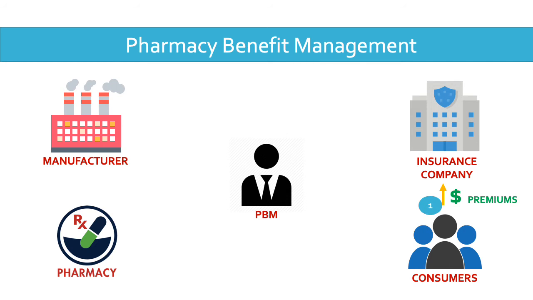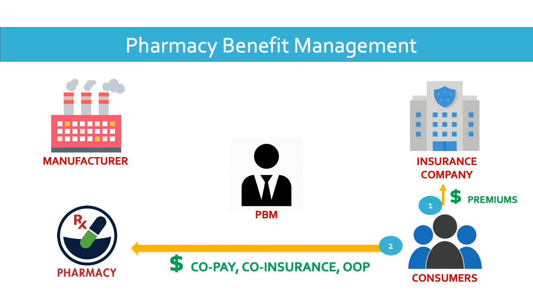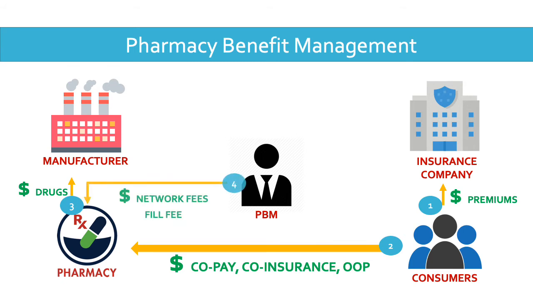First, the consumers are going to pay a premium to the insurance company. Then they're going to go to the pharmacy, and they've got their prescription. They're going to get their drug. They're going to pay a copay to the pharmacy, or coinsurance, which is a percentage of the cost. Or maybe they have to pay additional, and they'll pay that out of pocket, or OOP. The pharmacy then pays for the drugs to the manufacturer or a wholesaler.